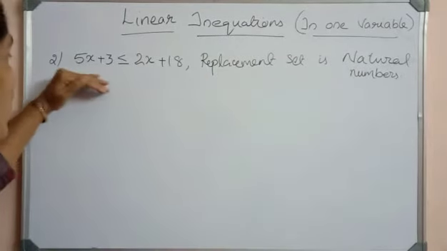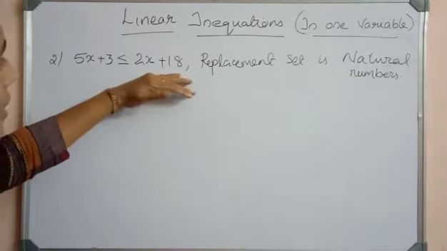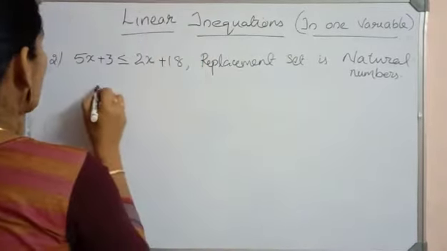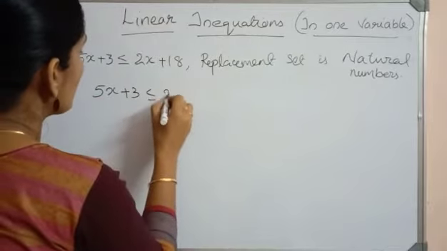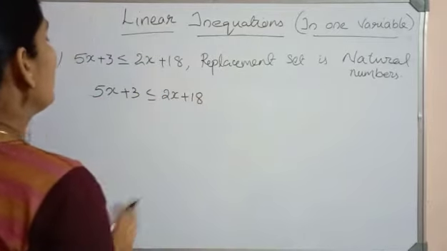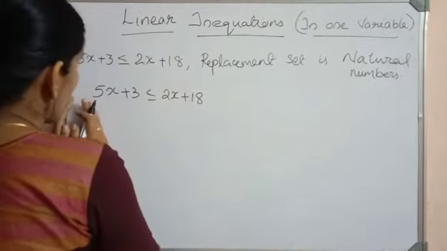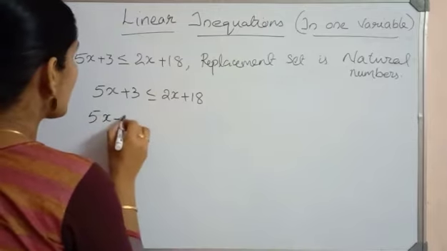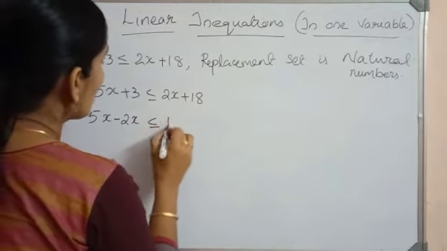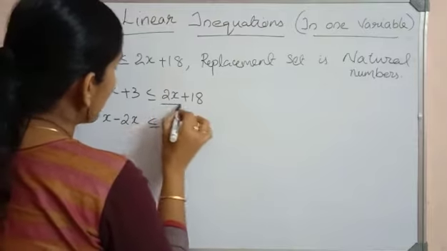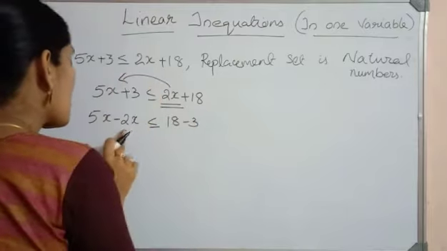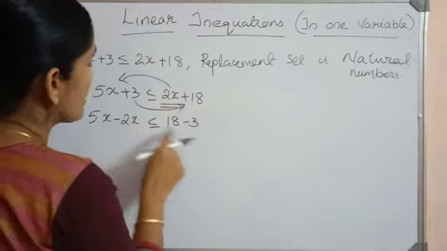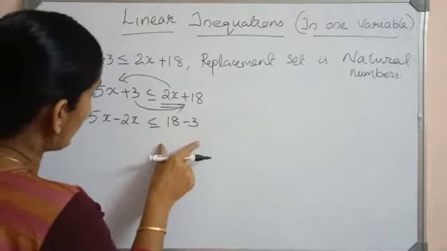Consider the next question. 5x plus 3 is less than or equal to 2x plus 18, and the replacement set is the set of natural numbers. First let's simplify this. We need to bring all the variables to one side and all the numbers to the other side. So this becomes 5x minus 2x is less than or equal to 18 minus 3. I am bringing this plus 2x to the other side, so this becomes minus 2x by rule 1. In the same way, plus 3 to the other side becomes minus 3. That is also by rule 1.